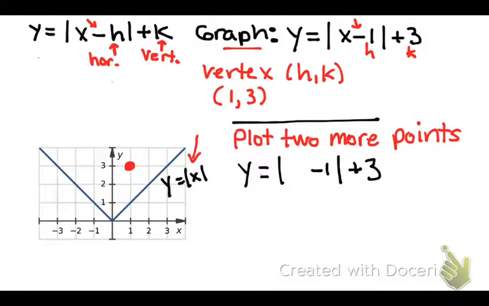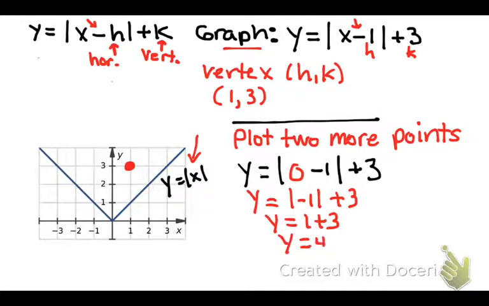Next, we're going to plot 2 more points. So let's say that x is equal to 0. So we have y = |-1| + 3. y = 1 + 3, so y = 4. So when x = 0, y = 4. So that will be my next point to plot. So we're going to go up 4.